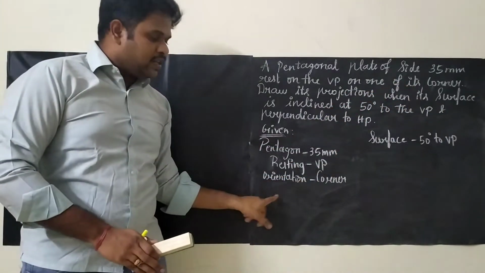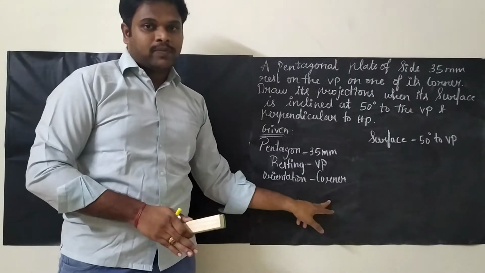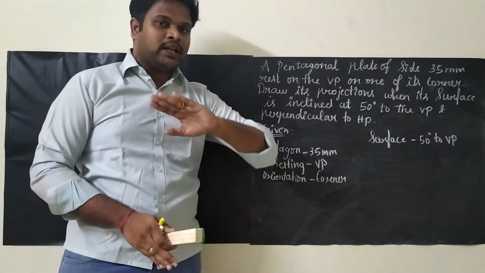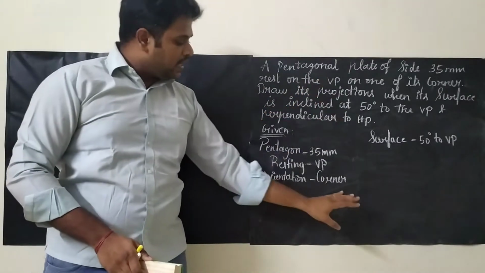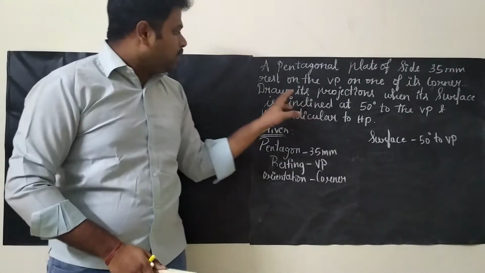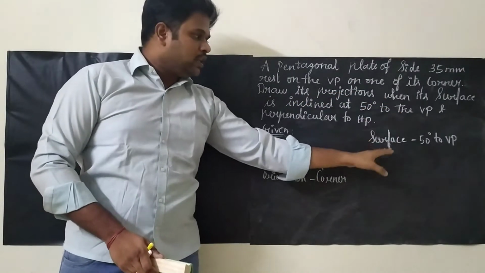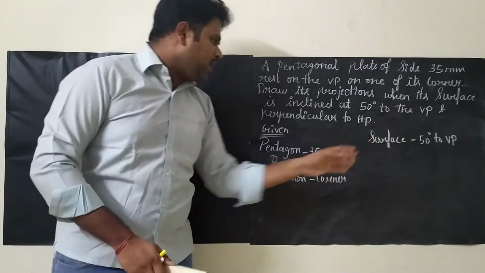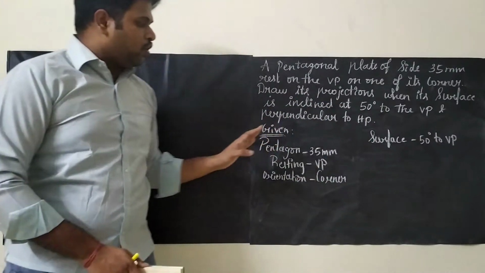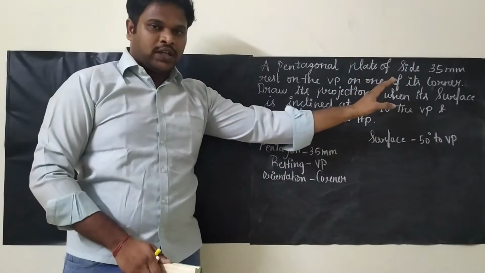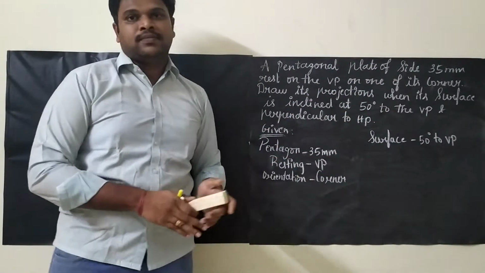Orientation is whether it's edge or side, or else corner. So there will be two conditions: either edge orientation or corner orientation. In our question it's clearly given that it's a corner orientation. Draw its projection when its surface is inclined 50 degrees to VP, and it's perpendicular to HP. So we have clearly understood the question, and I have also explained the given data. Now we are going to draw the projections.